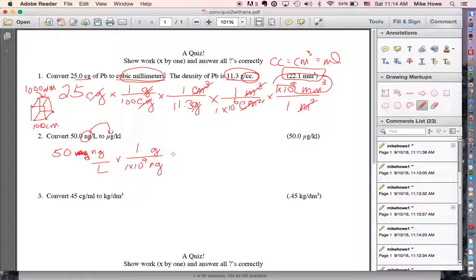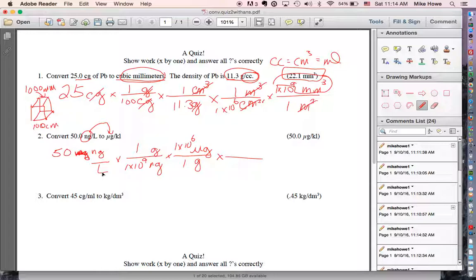So 1 gram is 10 to the 9th nanograms. Then I'll put grams on the bottom and put micrograms on the top. Micrograms are bigger, so that's 1 times 10 to the 6th micrograms. So micro means millionth, nano means billionth. And right now I've changed my numerator to where I want it, to micrograms. Now I need to deal with the denominator. See how liters are down here?